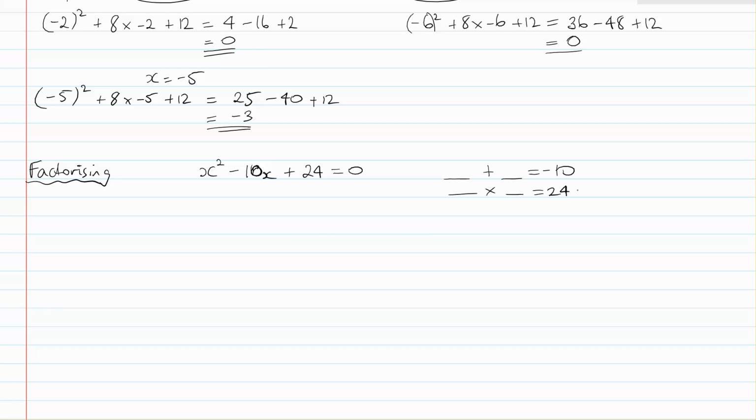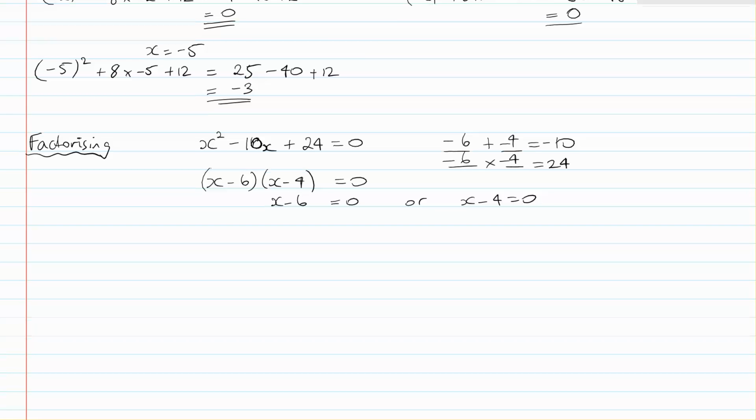I'm looking for two numbers that multiply to give 24. 6 and 4 work really well because they also add to give negative 10. So (x minus 6)(x minus 4) equals 0, and therefore x minus 6 equals 0, or x minus 4 equals 0. Okay, because two numbers multiply to give 0, one of them must be 0. And that means that x equals 6 or x equals 4.